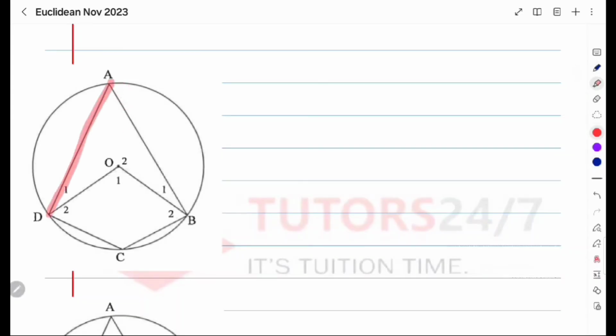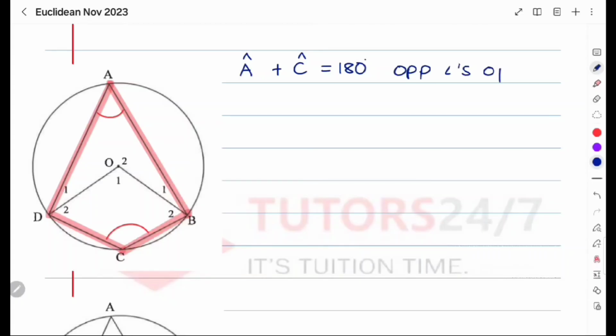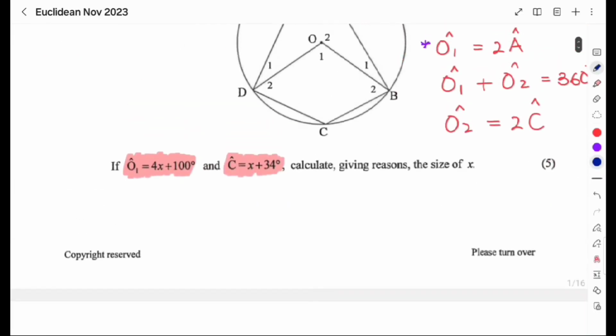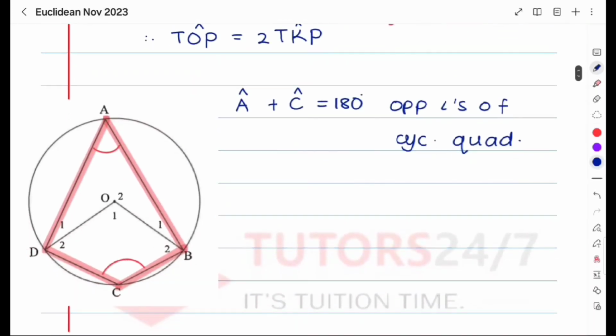So let us just highlight this cyclic quad. So our focus is going to be on the angle A and the angle C. So we are going to state that the angle A plus the angle C is equal to 180, opposite angles of a cyclic quad. We know that angle C is equal to x plus 34. So we'll substitute that.